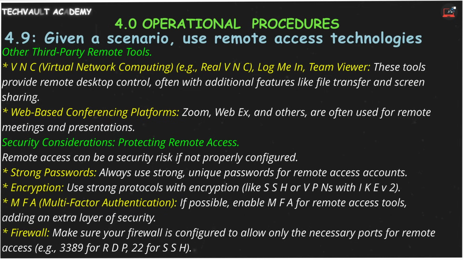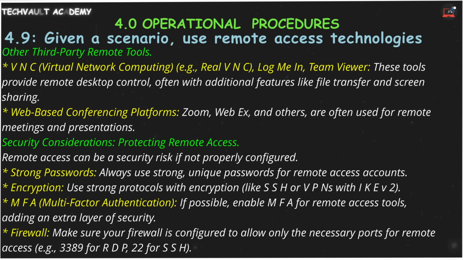Security considerations, protecting remote access. Remote access can be a security risk if not properly configured. Strong passwords: always use strong, unique passwords for remote access accounts. Encryption: use strong protocols with encryption like SSH or VPNs with IKEv2. MFA, multi-factor authentication: if possible, enable MFA for remote access tools, adding an extra layer of security. Firewall: make sure your firewall is configured to allow only the necessary ports for remote access. For example, 3389 for RDP, 22 for SSH.